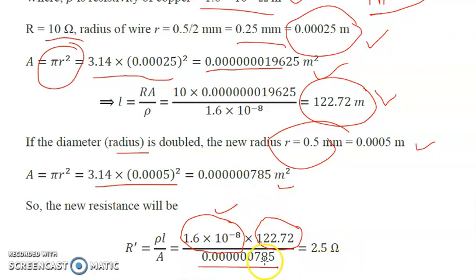After calculating the value for the new resistance, it comes out to be 2.5 ohm. It means initially the resistance of this conductor was 10 ohm with this radius, and if we double the radius, the resistance surely decreases. As you can clearly see, earlier it was 10 ohm and now it is 2.5 ohm. Okay, let's proceed to the next question.